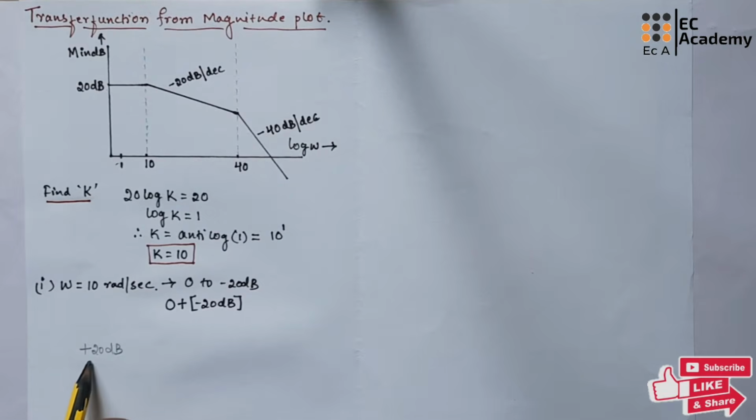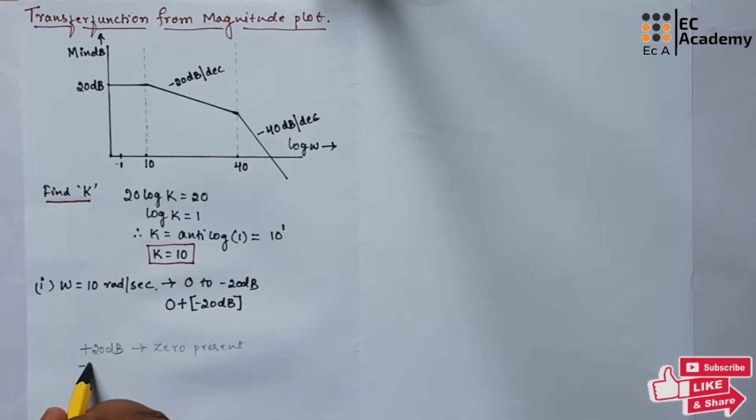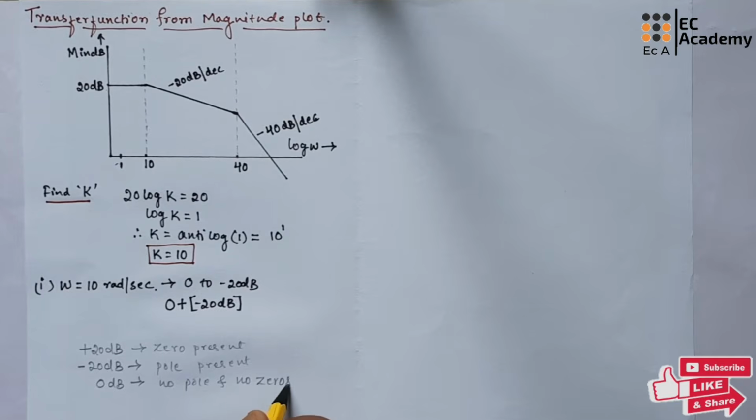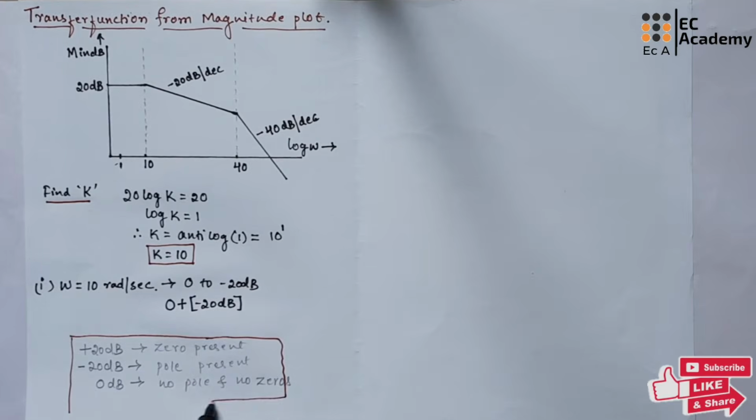Always remember, if there is a change in slope of plus 20 dB, it means a zero is present. If there is a change in slope of minus 20 dB, it means there is a pole present. And if there is 0 dB change in slope, it means no pole and no zero. This is very important, and you need to remember this for all the problems.